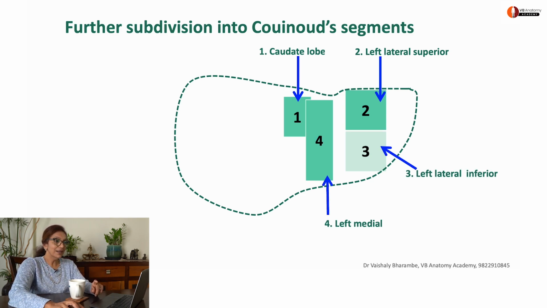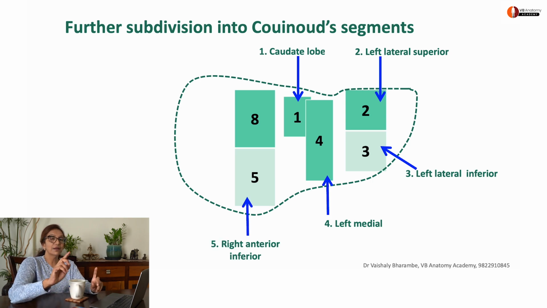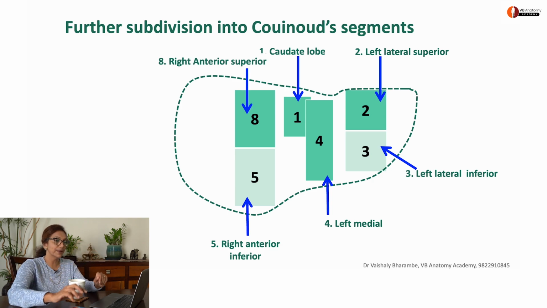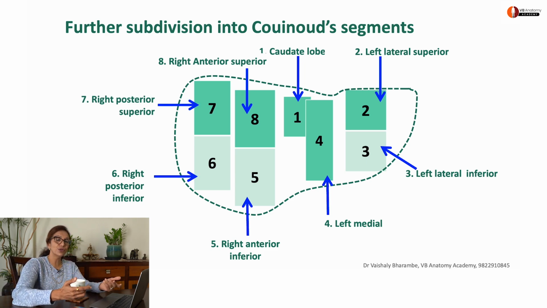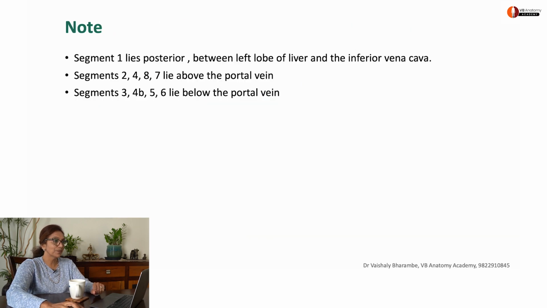Okay. 2, 3, 4. So 2 and 3 are left lateral superior and left lateral inferior. 4 is the left medial. This can also be divided into 4A above and 4B below. Then 5 and 8 are right anterior. So 5 is right anterior inferior, 8 is right anterior superior. 6 and 7 are right posterior. So 6 is right posterior inferior, 7 is right posterior superior. And these are your Couinaud's segments.